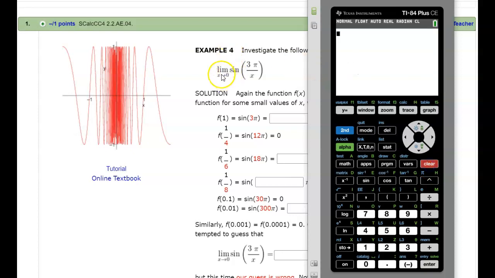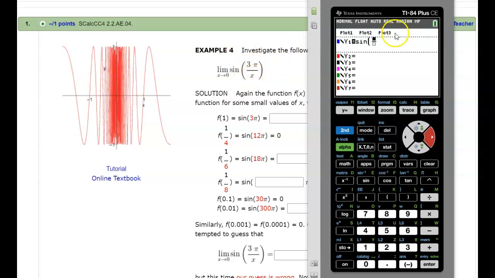So I want the limit as x goes to 0 of sine of 3 pi over x. So in y equals, I'm going to put this sine of 3 pi over x. Now you could go to math and use your fraction button n over d. You may not have that fraction button, so you would want to put parentheses 3 pi over x. So 3, the pi is here above the caret, second pi, over x. And the x,t,theta,n key will give you the x you need. Now that I have that in there, I can compute various answers for this particular function.